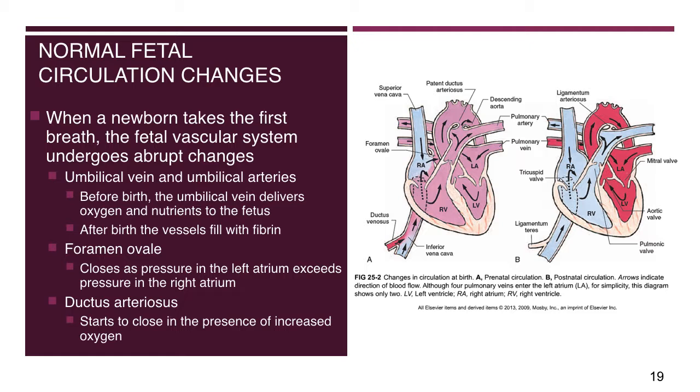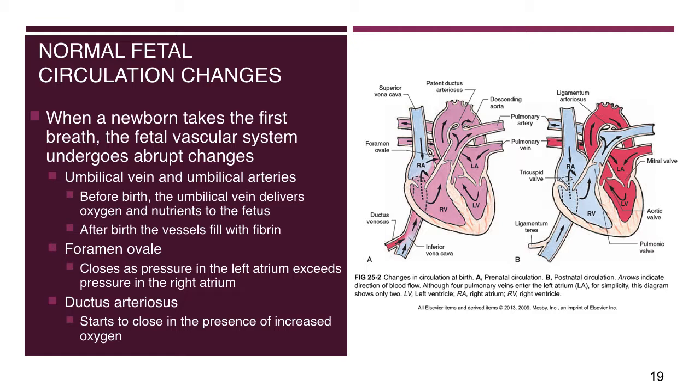Then the foramen ovale closes as pressure in the left atrium exceeds the pressure in the right atrium. So in other words, those two layers of tissue that have been open up to this point, the one closes over that hole, and from that point on, it's closed. With the ductus arteriosus, it starts to close in the presence of increased oxygen.